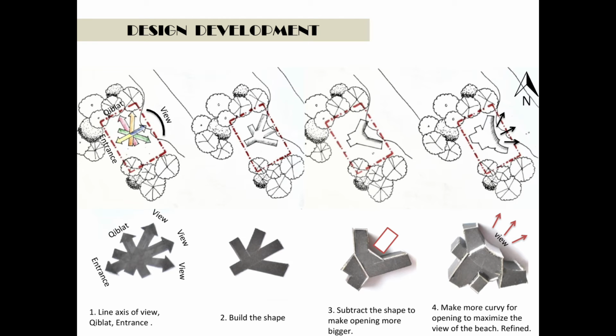Next is the design development. It will be shown in diagrams and also the conceptual model. Firstly, I start with the line axis of view, kiblat, and entrance. Second, I try to build the shape based on the line. Third, subtract the rectangle shape at the center to make the opening bigger. Fourth, build the form with height and make more curves for the opening to maximize the view of the beach, and refine the design.